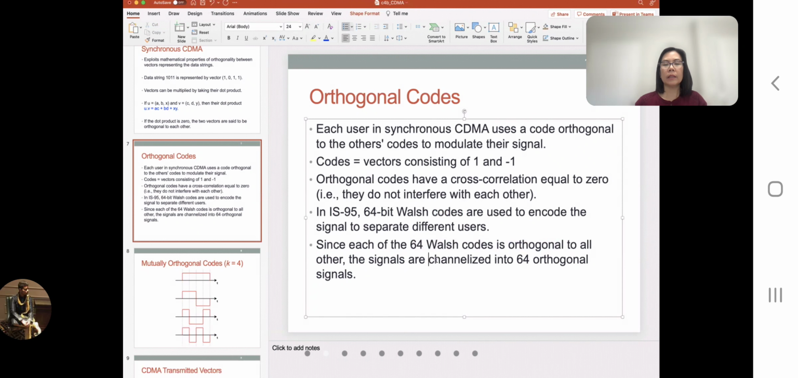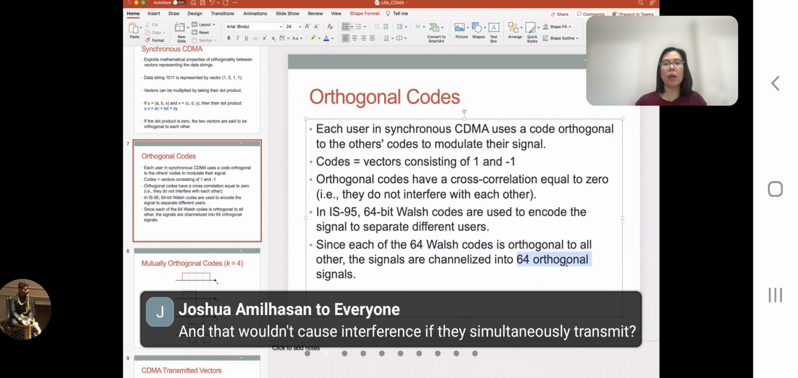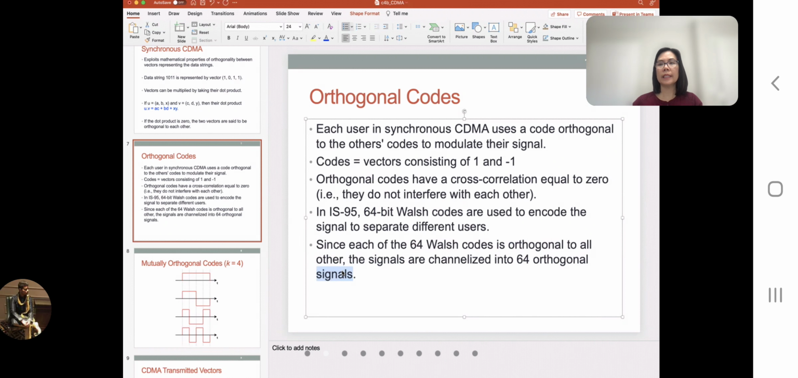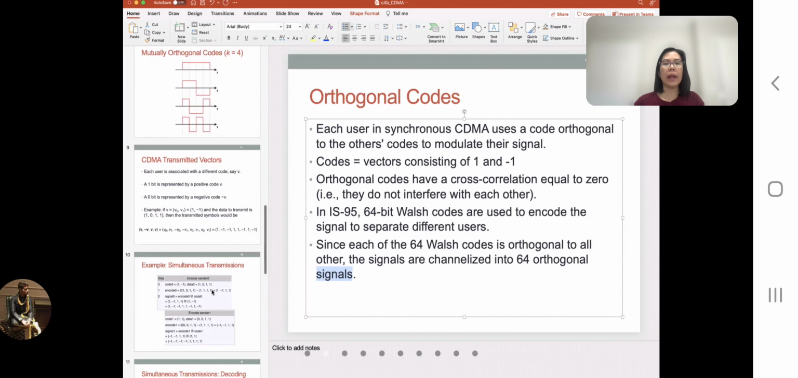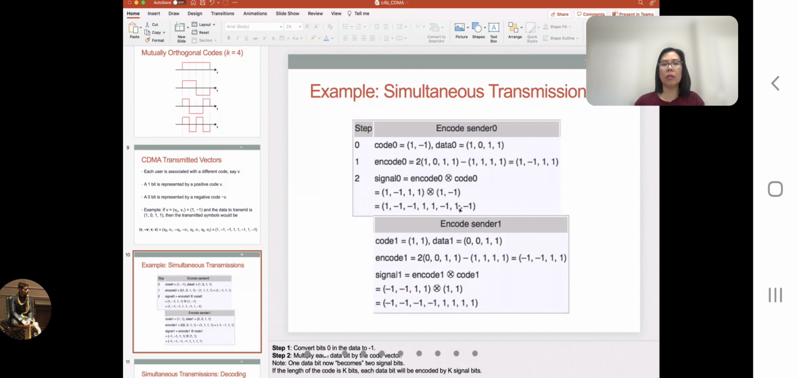And the signal, now we could have 64 orthogonal signals at the same time, all right? Exactly, and they wouldn't cause interference if they transmit simultaneously. So if each user has a different code, they can encode their signal, and they would not interfere with each other.